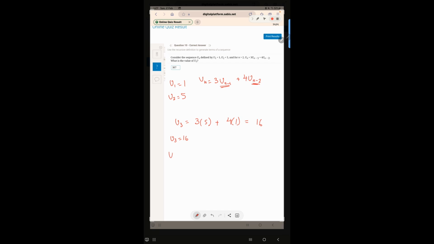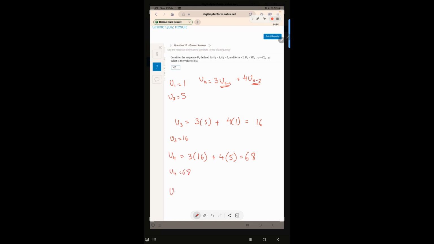Now you have to find u4. So 3 un minus 1, so 4 minus 1, u3. u3 is 16, we found it before. Plus 4 times un minus 2, 4 minus 2, sorry, is 2. u2 is 5. So 3 times 16 is equal to 48 plus 20, which is equal to 68. So you have u4 is equal to 68.